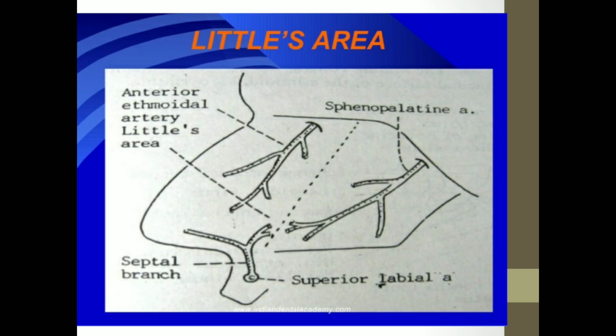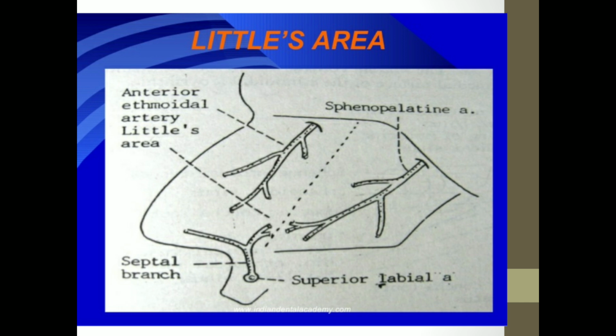Next, the applied anatomy of it. Very important. If there is any ulcer or anything like that, if it bursts open, there will be profuse bleeding in this region. Why is there profuse bleeding? You see, there are anastomoses of arteries present here.